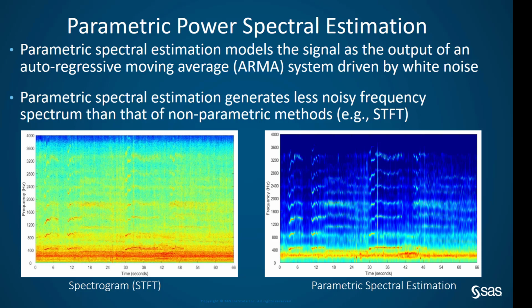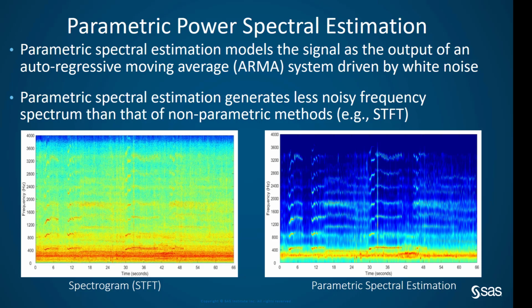Now let's look at what is parametric power spectral estimation and how it is different from Fourier transform-based time-frequency analysis methods. The parametric spectral estimation method models the sound signal as the output of an autoregressive moving average system driven by white noise, so the estimation of the power spectrum becomes essentially the estimation of model coefficients. The advantage of the parametric spectral estimation method is that it generates much less noisy frequency spectrum than that of non-parametric methods, for example, short-time Fourier transform.